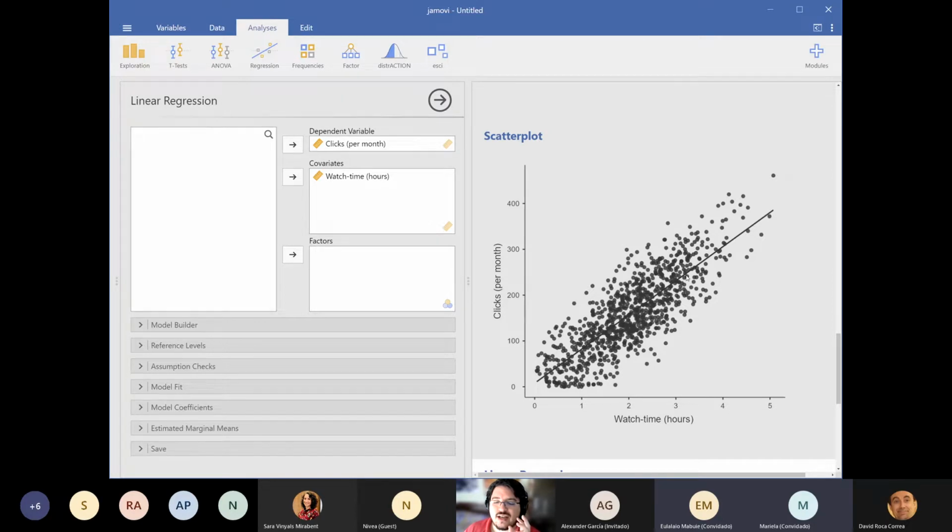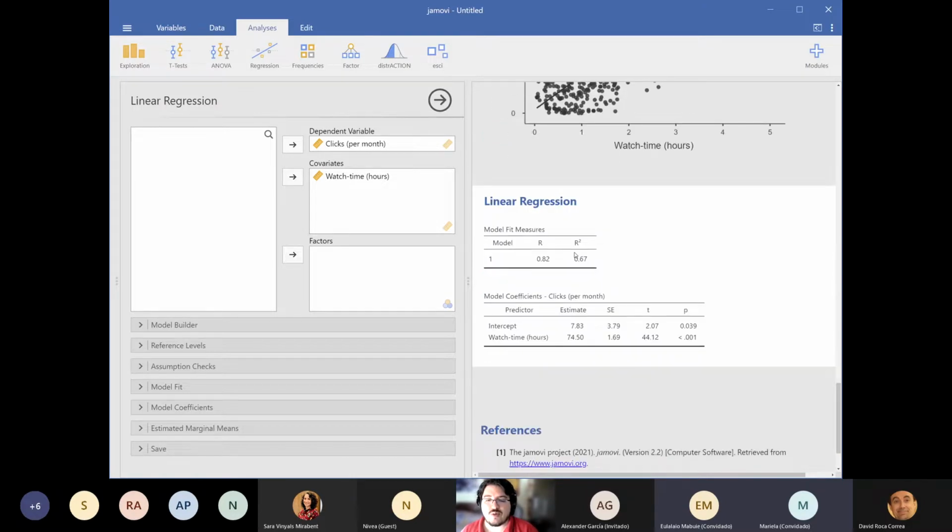Meaning that the correlation coefficient could be 1 if this set of points was in a straight line and the correlation was positive and absolutely ideal, so 1, but it could also be -1. It could be -1 if when watch time increases, clicks decrease. Okay, but the R squared, it's different. It can only go from 0 to 1.